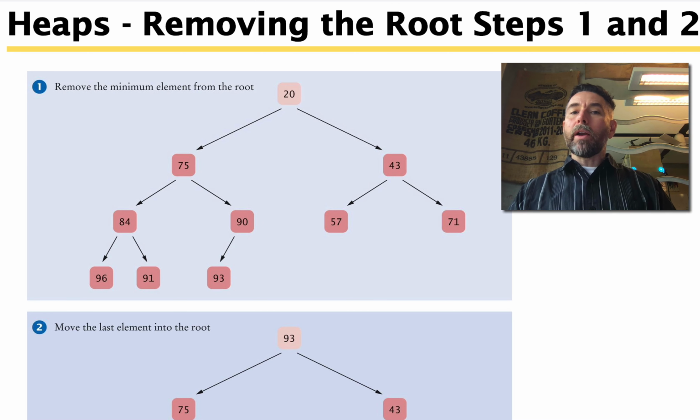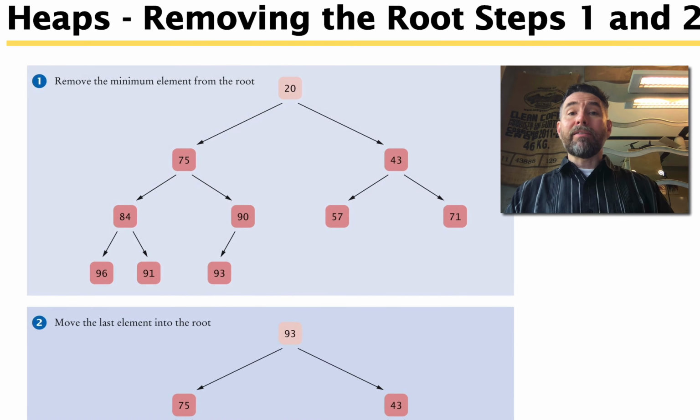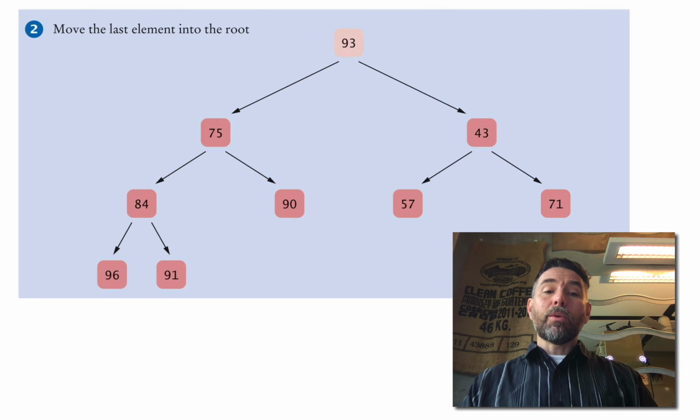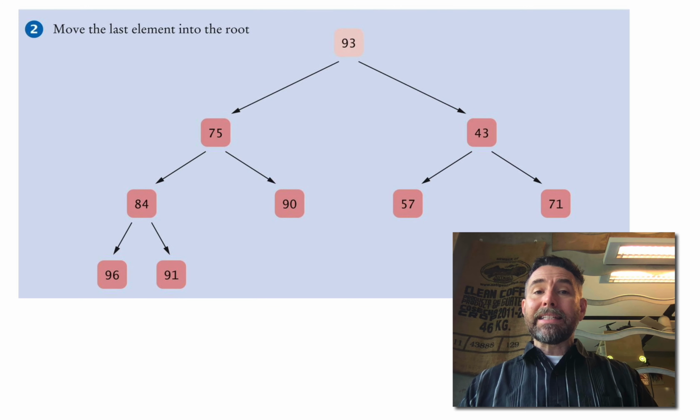Here's a heap, and we want to remove the root element. That's the common thing that you do with a heap. You remove the smallest element. When we take that 20 element out, it leaves a gap in our tree, and we go to the end of our heap, the 93, and we put the 93 in that spot. Our heap property is probably violated at this point. And so we have to consider which of the two children, 75 and 43, is the least, and we swap that with 93.